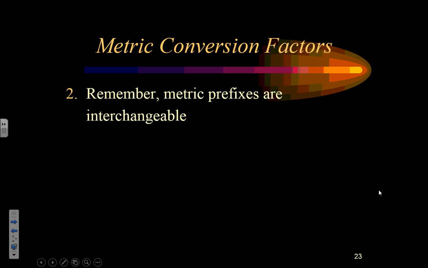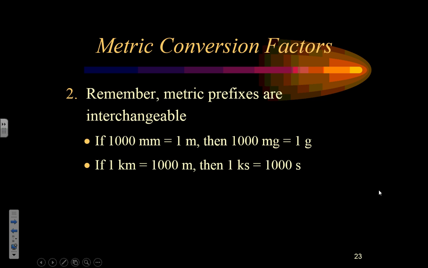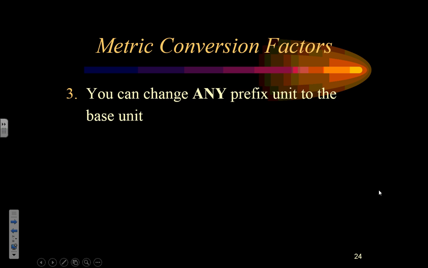Now, remember, metric prefixes are interchangeable with any base unit. So if 1,000 millimeters equal a meter, then remember 1,000 milligrams also equal a gram. So don't let a different base unit throw you. It would also be true that 1,000 milliseconds equal 1 second, or I guess technically 1,000 millipencils equal one pencil. So you can use prefixes with any base unit, and they're interchangeable. And that works with anything, as I said, meters, liters, grams, seconds, all of them.